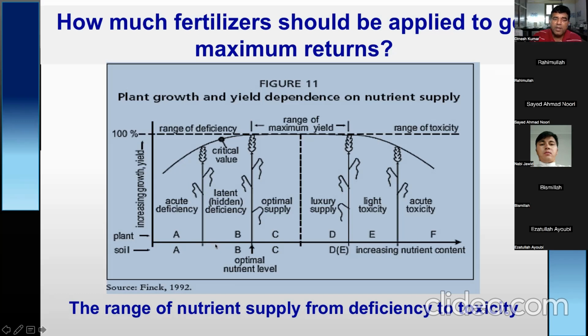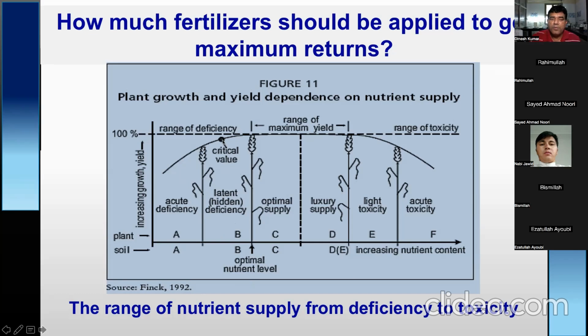If you increase the supply, you can see the deficiency is still there. The nutrient deficiency is still there, but it is hidden. You cannot see it, but plants are suffering from a shortage of nutrient supply. This is known as hidden deficiency or hidden hunger. So in this zone lies the critical value.